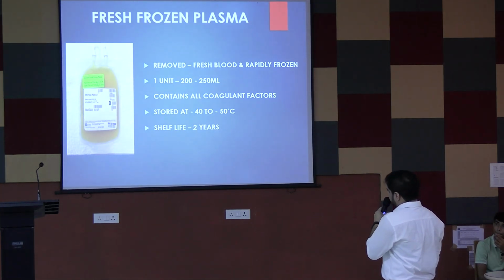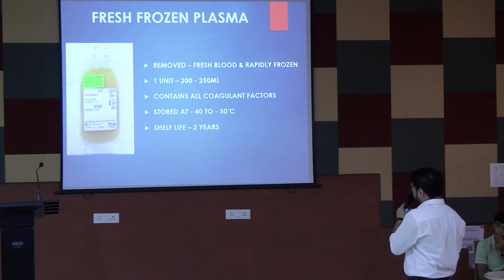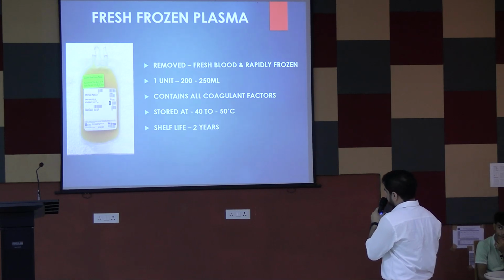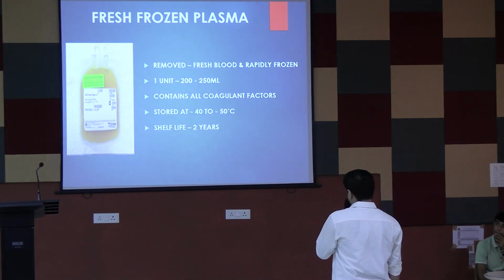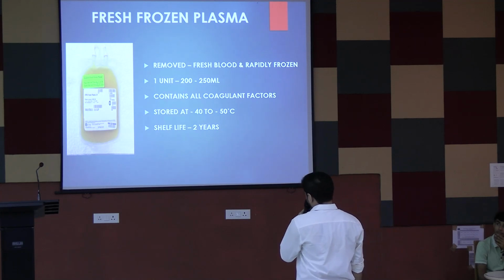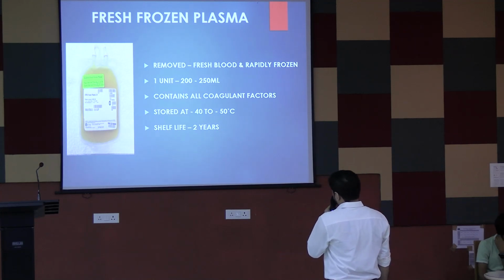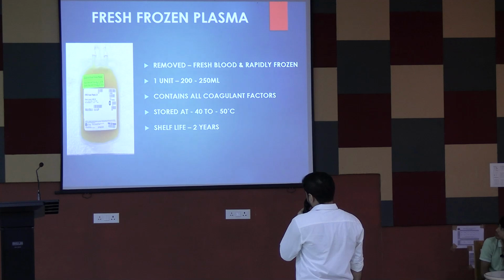Fresh frozen plasma: plasma removed from fresh blood and rapidly frozen. 1 unit is 200 to 250 ml, contains all coagulation factors, stored at -40 to -50 degrees centigrade, and shelf life is 2 years.